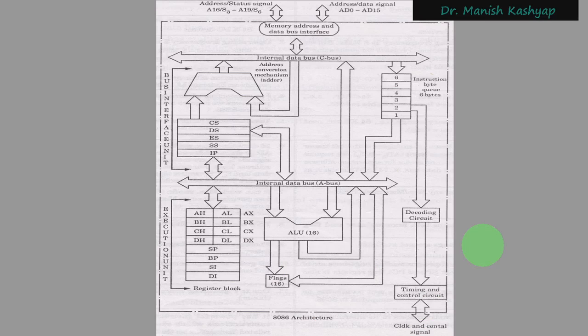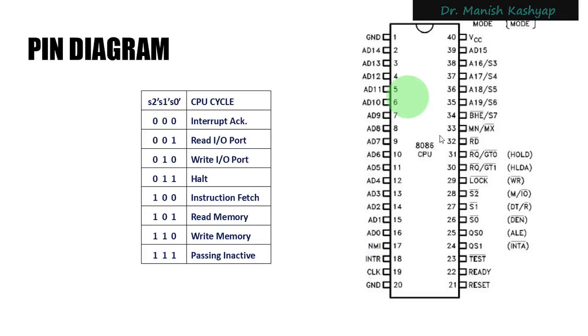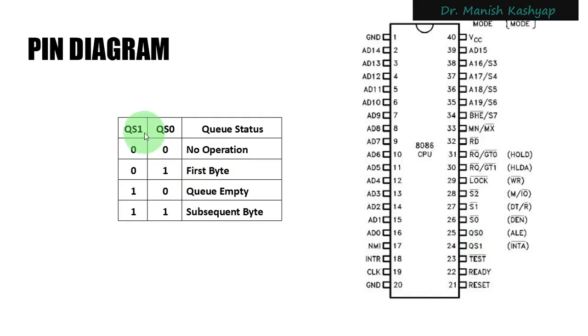Let me just show you that instruction queue. In the architecture portion, you had this instruction queue. What is the current status of this instruction queue? That will be shown by the pins that I am talking about, that is, these pins QS0 and QS1, and it is summarized in this particular chart. This QS1 and QS0 for 00, 01, 10, and 11 values will indicate no operation, first byte, queue empty, and subsequent byte. What does that mean? If the status is 00 on both of these pins, then no operation is happening on the queue. If the status is 01, then the first byte from the queue has been read by the microprocessor, right?